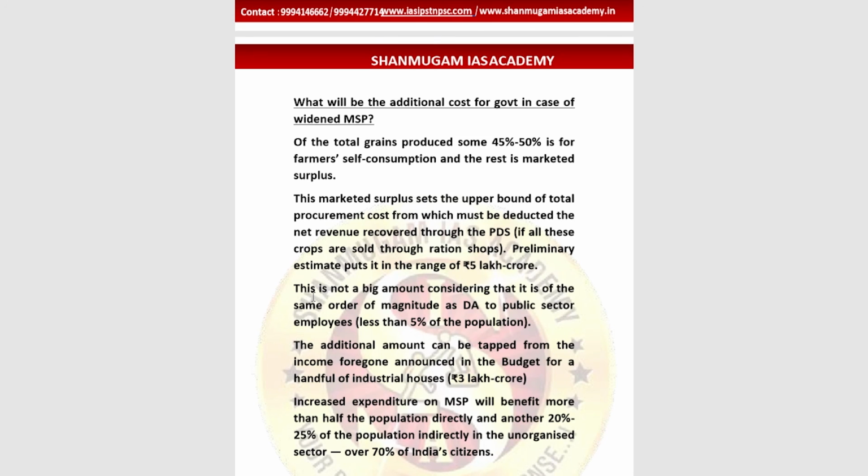So this is not a big amount, considering that it is of the same order of magnitude as the DA given to public sector employees, who are less than 5% of the population. The additional amount can be tapped from the income foregone, announced in the budget for a handful of industrial houses, that is 3 lakh crore. Increasing the expenditure on the minimum support price will benefit more than half of the population directly, and another 20 to 25% indirectly in the unorganized sector, that is over 70% of Indian citizens.